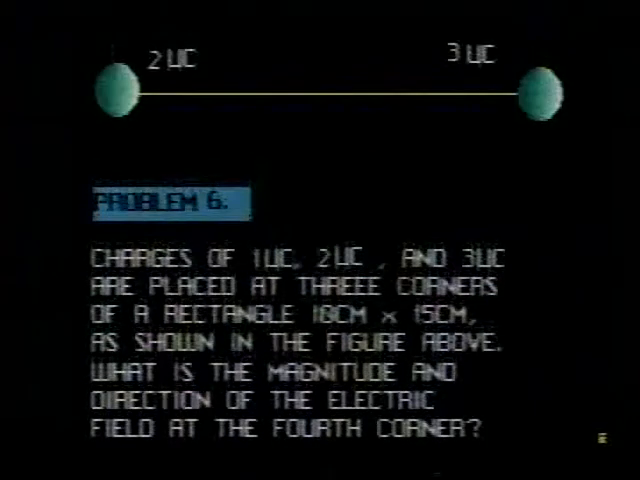Our sixth problem reads: charges of 1 microcoulomb, 2 microcoulombs, and 3 microcoulombs are placed at three corners of a rectangle 10 centimeters by 15 centimeters, as shown in the figure above. What is the magnitude and direction of the electric field at the fourth corner? Let's look at the figure above.